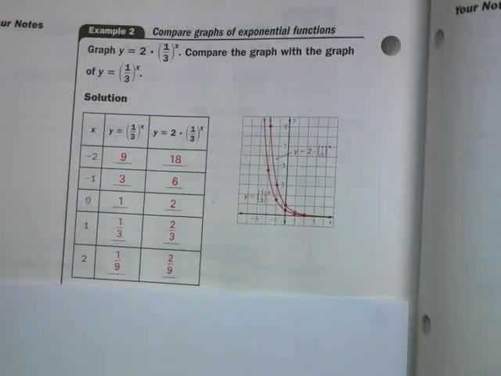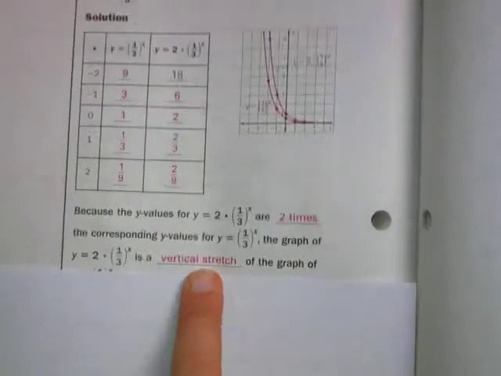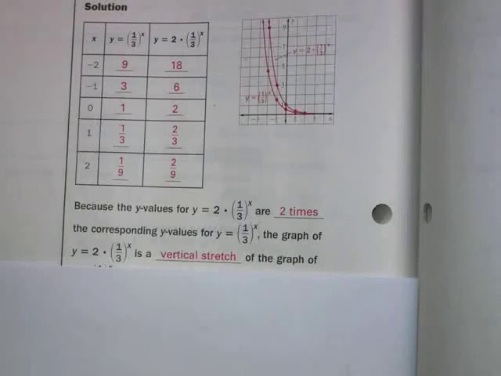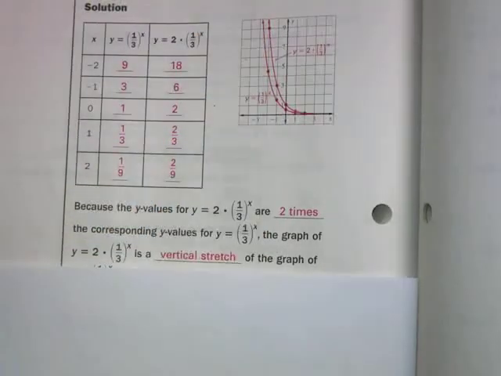Okay, it's steeper. So we call that what? We call that a vertical stretch. Okay, the y values for the second equation are 2 times the corresponding y values of the original. So it's a vertical stretch. So the steeper, remember, steeper means it's a stretch. If it wasn't as steep, it would be a shrink. We say it's vertically because it's in that direction. We're stretching it in this direction.